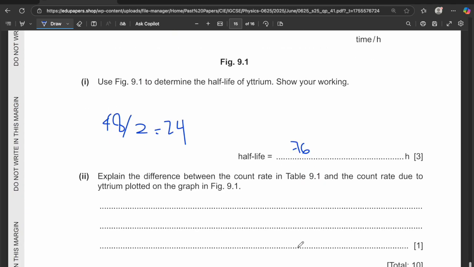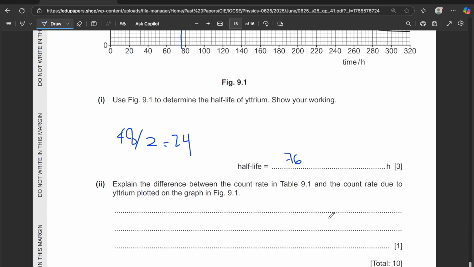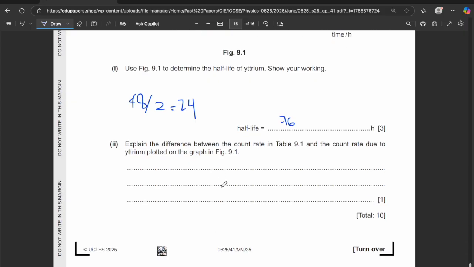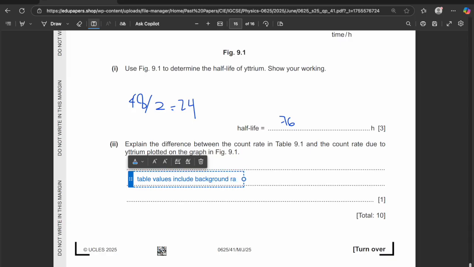To explain the difference between the count rate and the count rate due to the yttrium plotted on the graph in figure 9.1. So I just mentioned that the table values include background radiation.